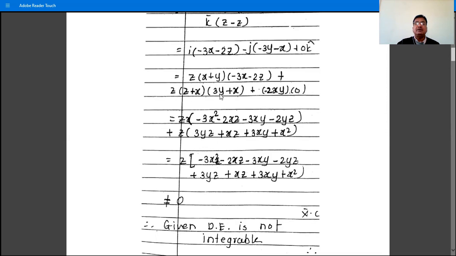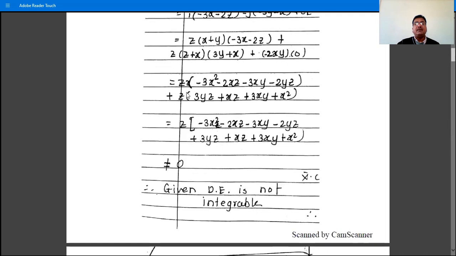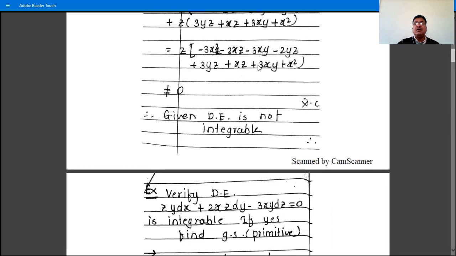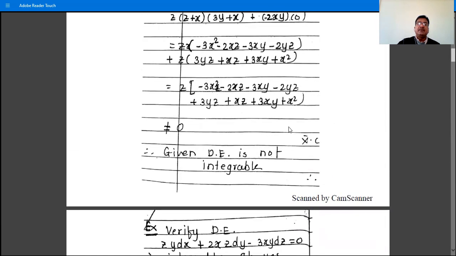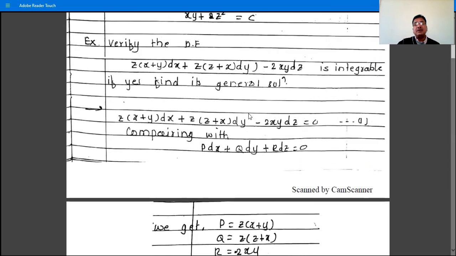So the dot product of two vectors means the multiplication of coefficients of i plus of j plus of k. After simplification, we have four terms, and taking z as common from these terms, we have this bracket, which is not equal to 0. Therefore the given differential equation is not integrable. If it is not integrable, then we don't find its general solution or complete integral.